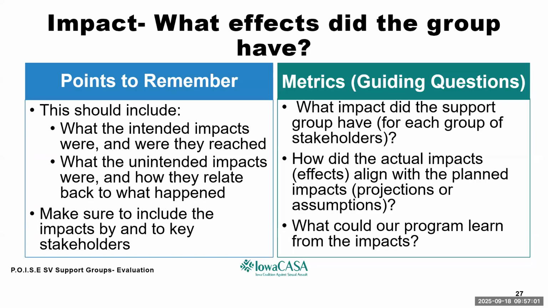How did the actual impacts, also called the effects, align with the planned impact, what we projected or thought would happen, or what we assumed would happen? Right. And so making sure that we're measuring what actually happened to what we thought would happen should also be a key part of our analysis. What could our program learn from the impacts that happen? Every time we're evaluating things, we don't want to get just stuck on the what happened. We want to think about what we can learn and how we can improve it for the future.